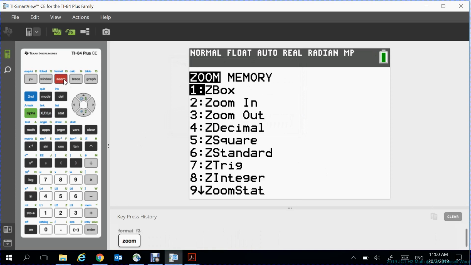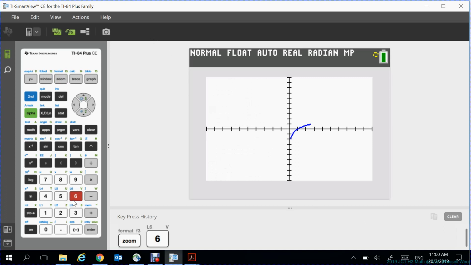Zoom. You press zoom, and then you press 6 for zoom standard. What does it do? You can see a nicer looking graph. It actually is not a universal answer to all graphs, but what at least it does is, you are telling the GC to sketch with x going from -10 to 10, and y going from -10 to 10. You can see something, but it may not work all the time. Zoom 6.